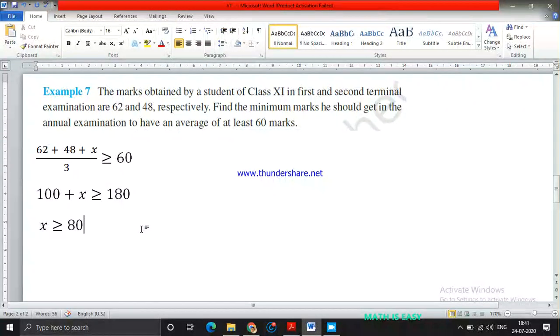That means if you want the average to be a minimum of 60 marks, then in the final annual examination he has to score minimum 80 marks. You can check it out.